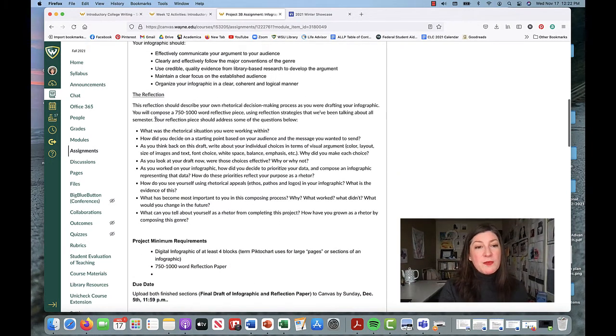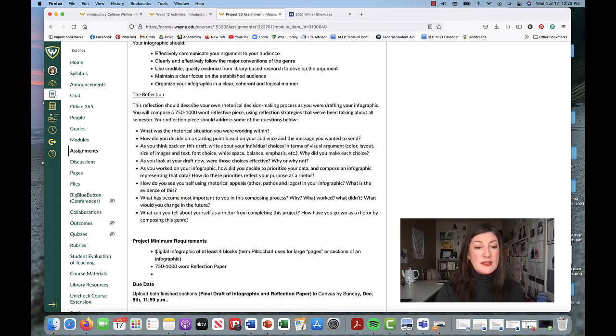And then the reflection paper is not long, a couple pages, talking through your process for making this. And I have some prompts here. You do not have to answer every single one of these prompts, but definitely read through them all and see how many you can effectively answer in your reflective paper.